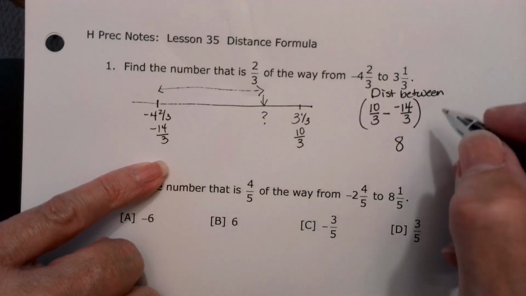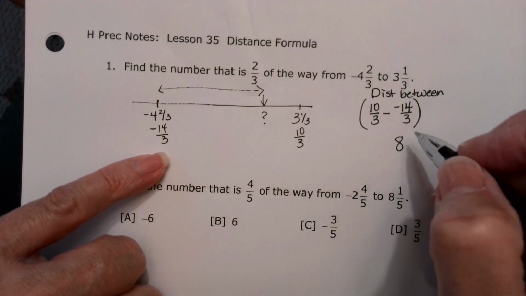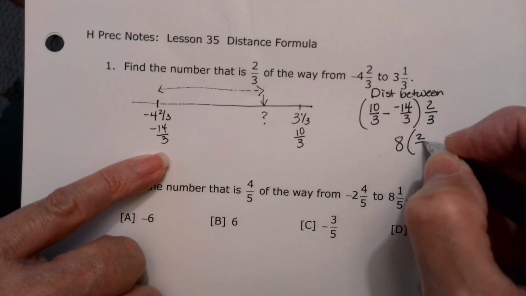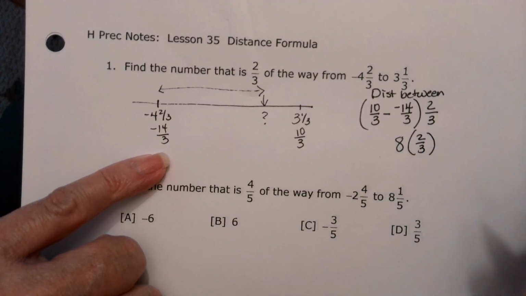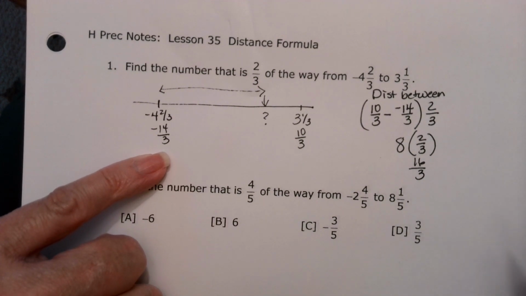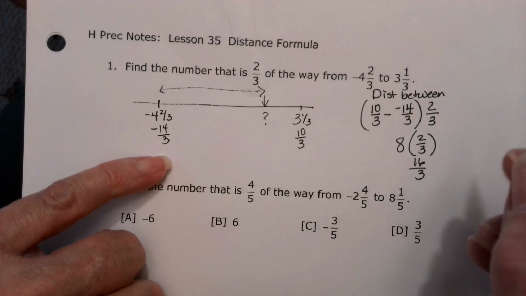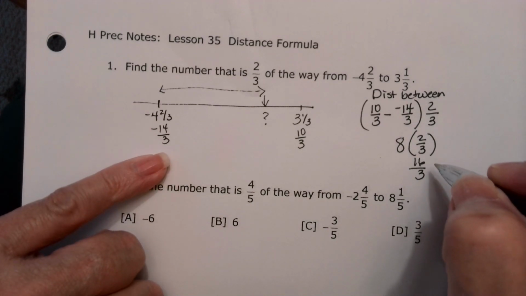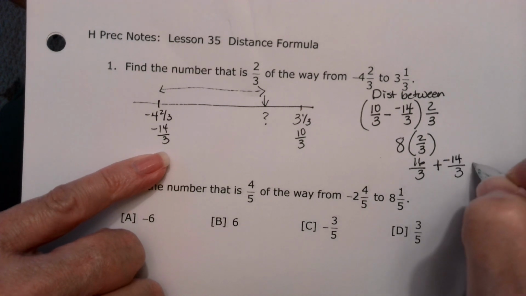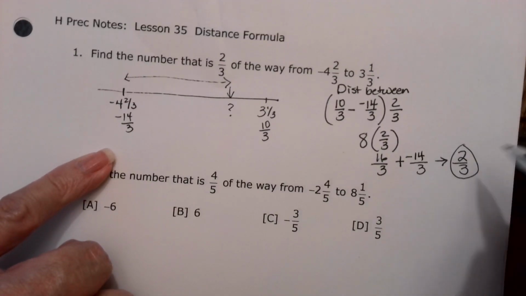Now, I want to take that distance, and I want to find out what 2/3 of that is. So I'm going to multiply it by 2/3. Okay, so that's 16/3. Now, I want to go 16/3, but I want to start here. So I'm going to add that to the lower number. So that's going to give me 2/3. This is the number that I will end up at.